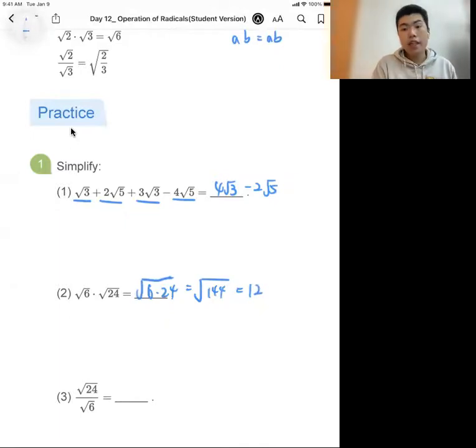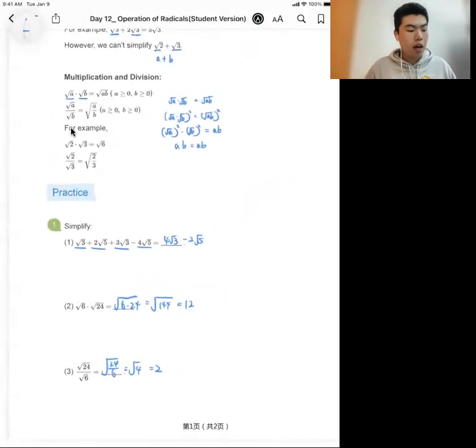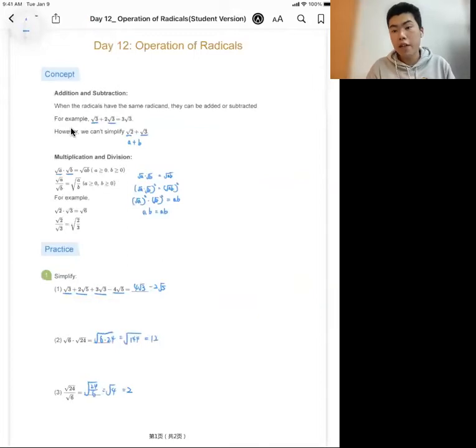And for division, it's the same idea. We have the square root of 24 over 6, which equals the square root of 4, and that equals 2. So that is how we can do operations with addition and subtraction and also multiplication and division. Let's use the other practice problems to see if you can master this idea.